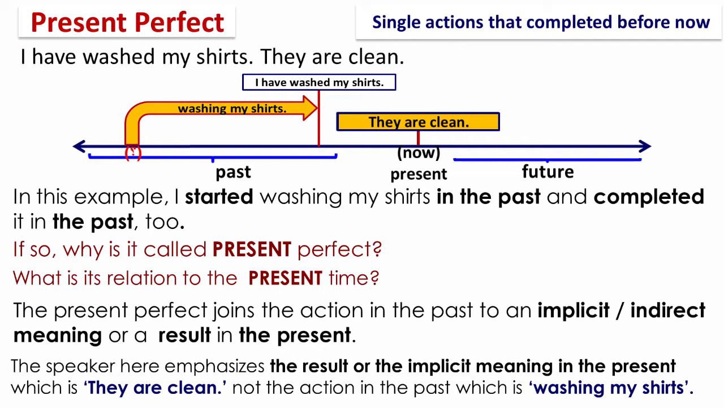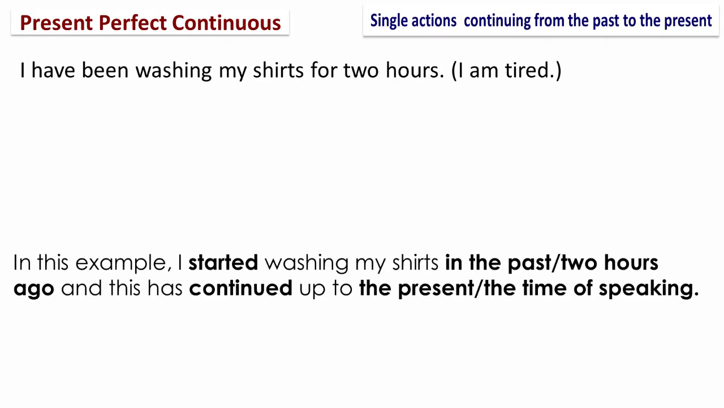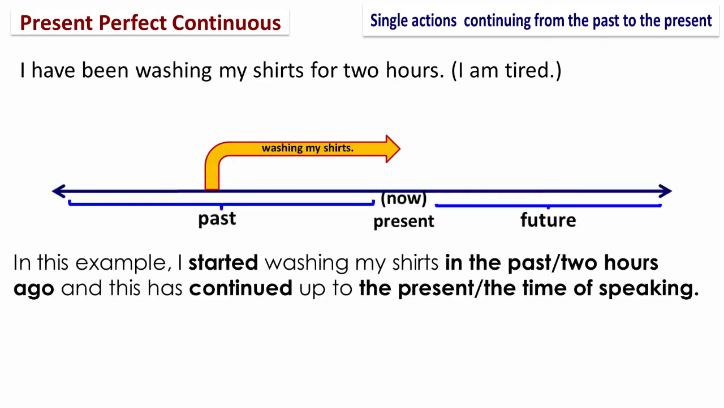On the other hand, the present perfect continuous is used to express single actions continuing from the past to the present. For example, I have been washing my shirts for 2 hours. I am tired. In this example, I started washing my shirts in the past, or 2 hours ago, and this has continued up to the present or up to the time of speaking.